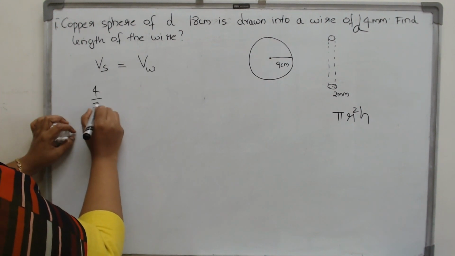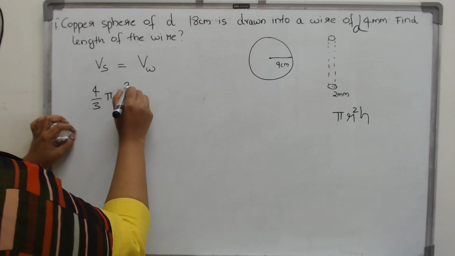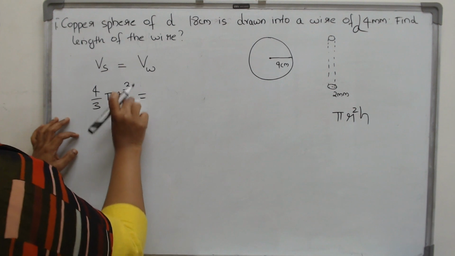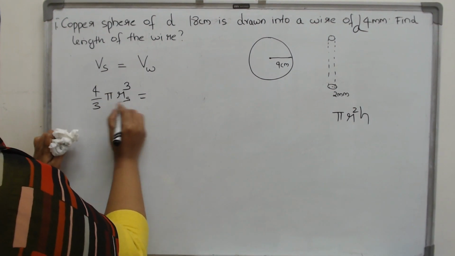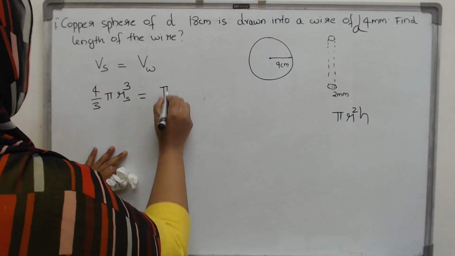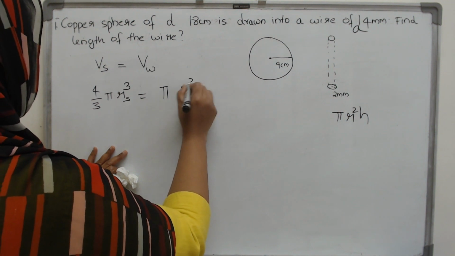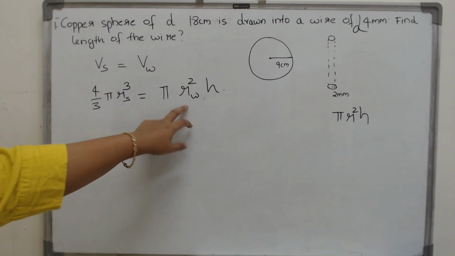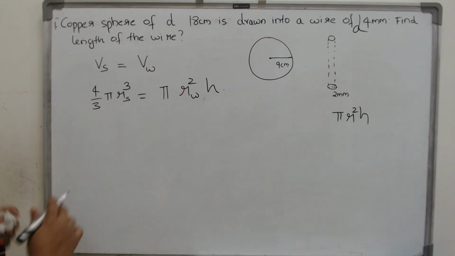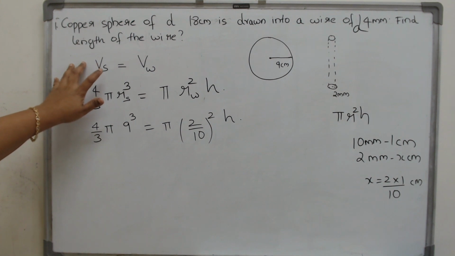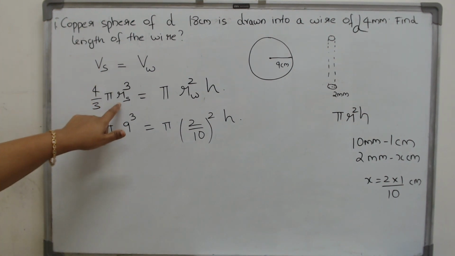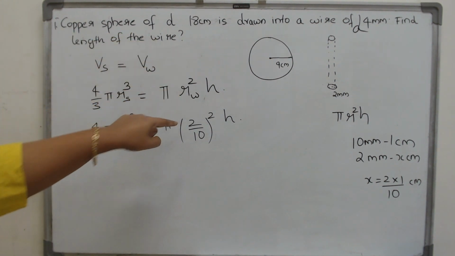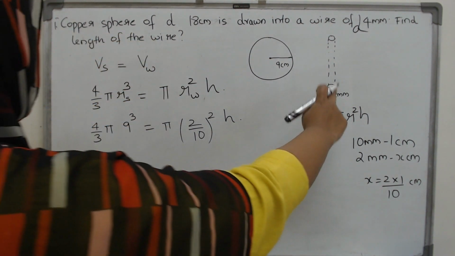But what is the volume of the sphere? It is 4 by 3 pi r cube. I will take this as R1, or I will take it as RS, so that you know that it is a radius of the sphere. And this is equal to pi r square h. Now what do you know? You know what the radius is. So shall we substitute that? Remember, for the sphere, your radius is 9. It has a different radius. And for the wire, your radius is different. What is the radius? It is 2 millimeter.